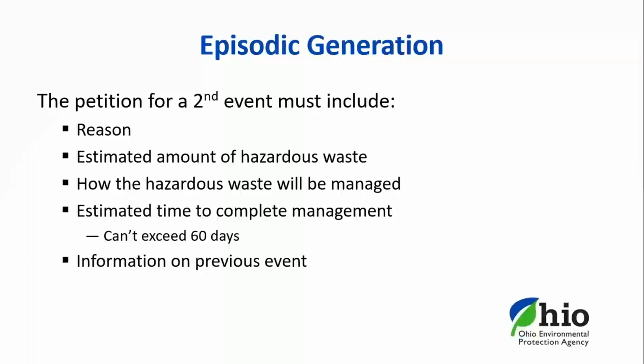A second event in a calendar year will require the submittal of a petition, which is just an addendum to the Site ID form. You need to explain why that second event is needed, provide the estimated amount of hazardous waste that will be generated, and explain how that hazardous waste will be managed, as well as the timeframe to complete. Now, keep in mind you're limited to 60 days because the EPA has determined that anything more than 60 days isn't really an episodic event, and you should be managing your waste in a higher generator category. And finally, the petition also needs to include details on that previous event.